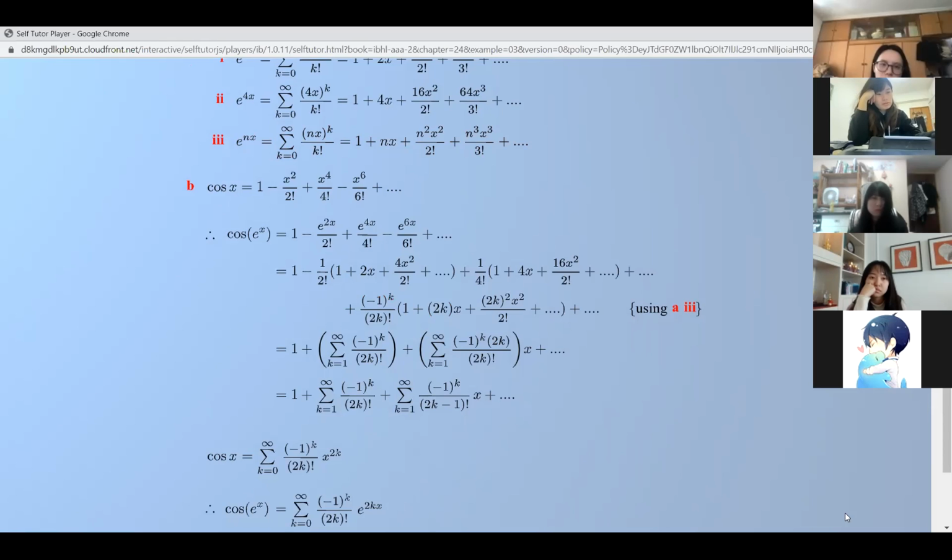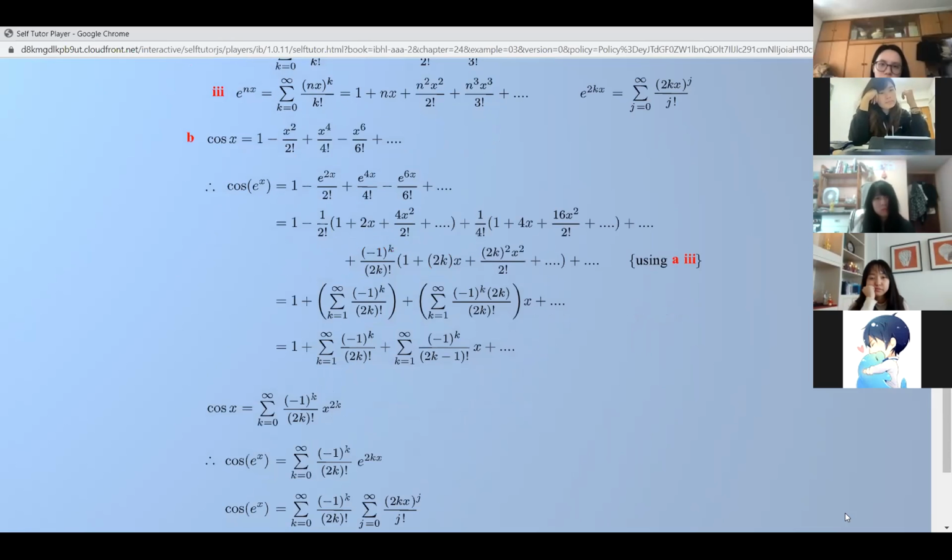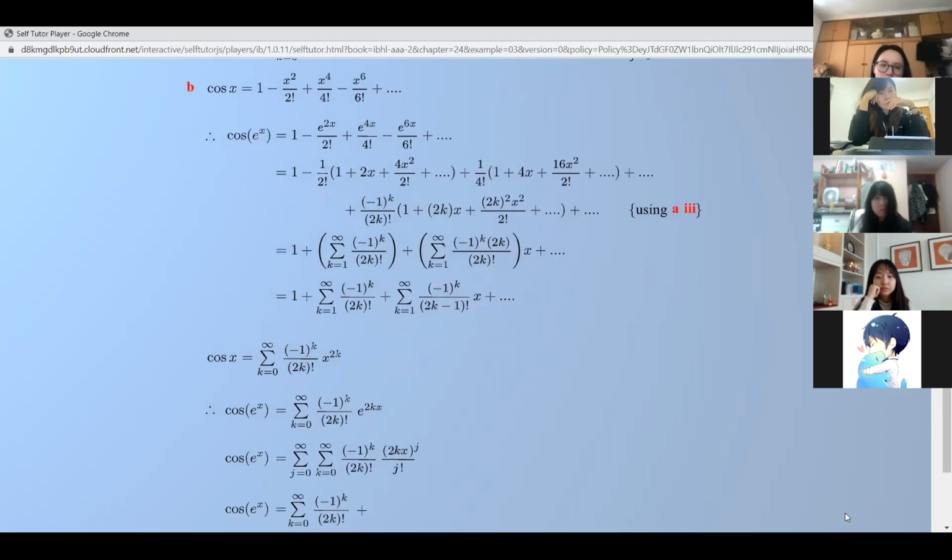We already have the counter k for the cosine series summation, so we now use the counter j for the e to the 2kx series summation, and we substitute this in. We swap the order in which we do the summations. We can do this because it simply means we are adding the terms in a different order. The first two terms in the expansion correspond to j equals 0 and j equals 1.